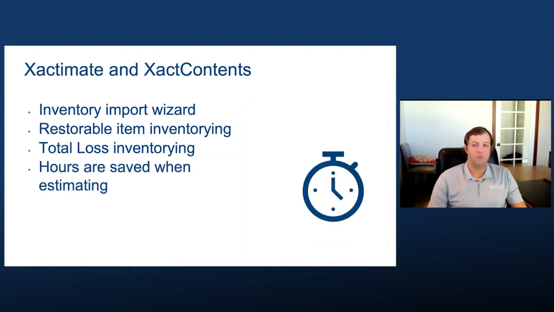So we've heard from multiple people that they love this integration, and it saves them hours because there's not any duplication. It's, all right, I'm going to inventory all the items in Contents Track. I send them over to Xactimate or Exact Contents. It automatically sends me through the wizard and it prices it out for me.